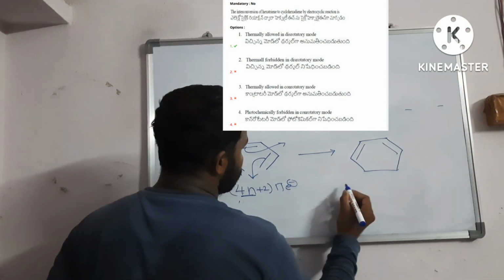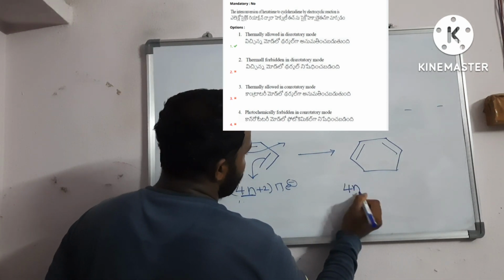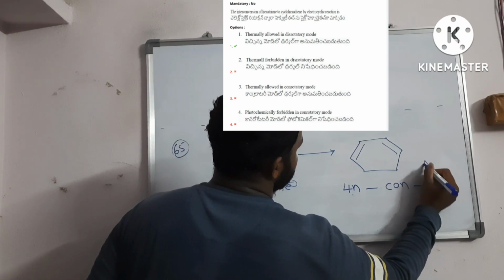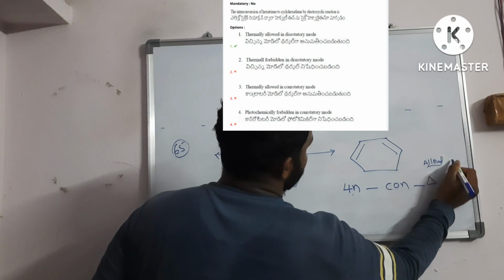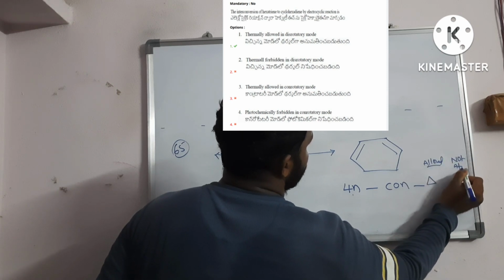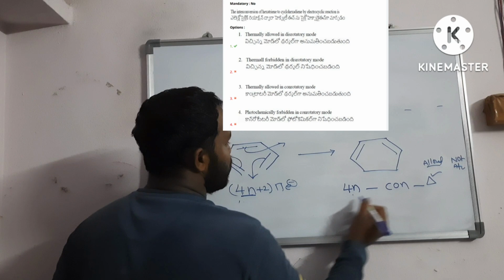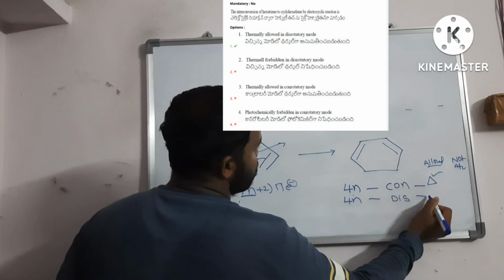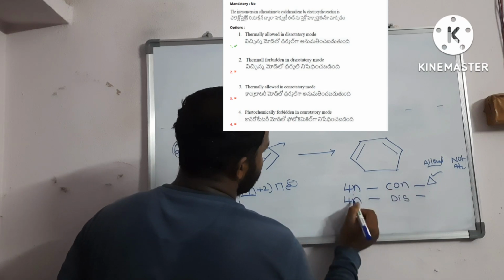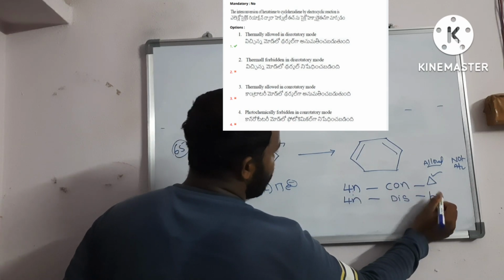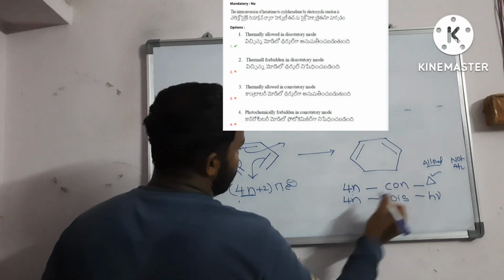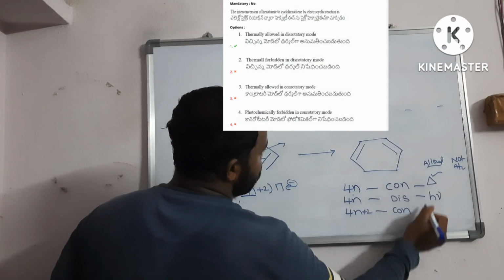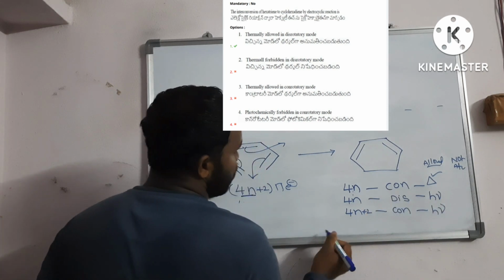So I will give one conclusion for this. You should remember: 4n con is thermally allowed, 4n dis is not allowed. 4n con is thermally allowed; you should learn these by heart. If it is 4n con thermally allowed, 4n dis is photochemically allowed. 4n plus 2 con is already thermally allowed, which means it is automatically not photochemically allowed.